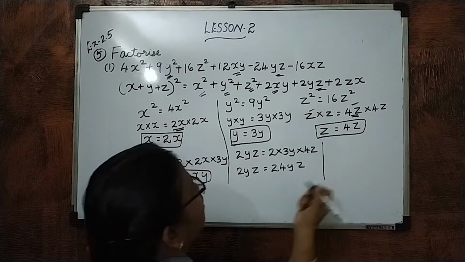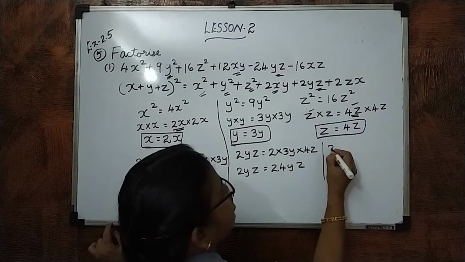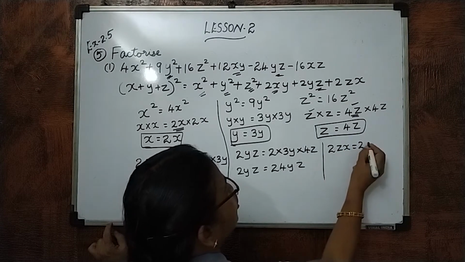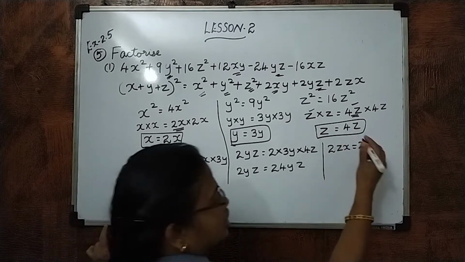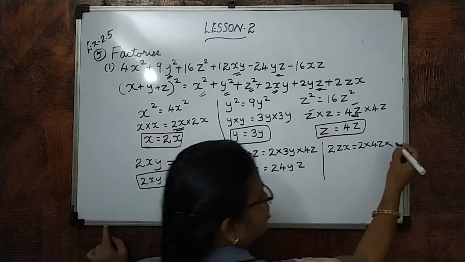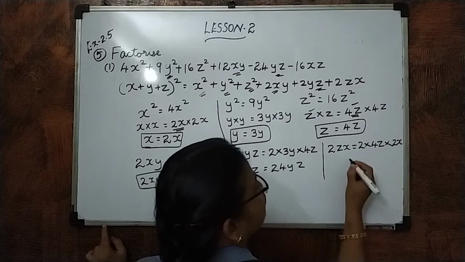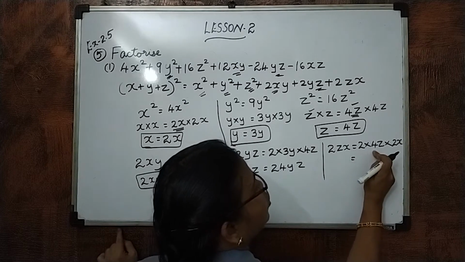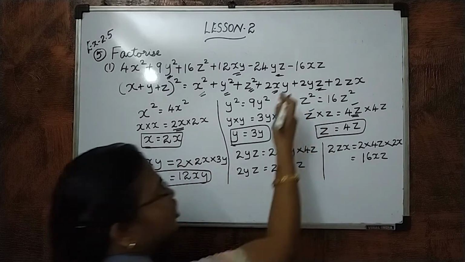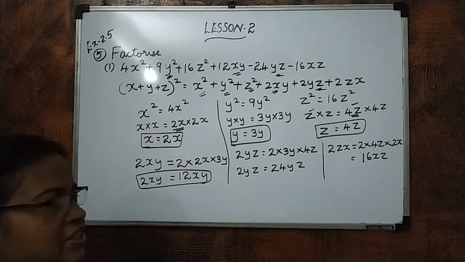Then next one, what is the next one? 2zx. 2zx equals 2 into, what is z? Z is 4z, into, what is x? It is 2x. Equals 2 into 4, 8, 8 2s are 16x. Here also a minus or negative sign is there.